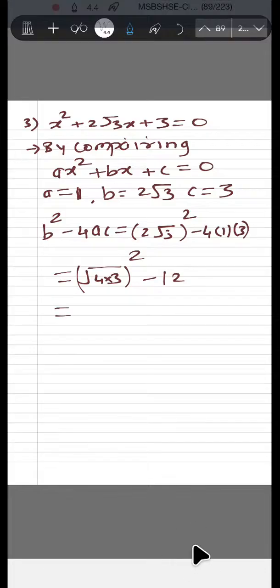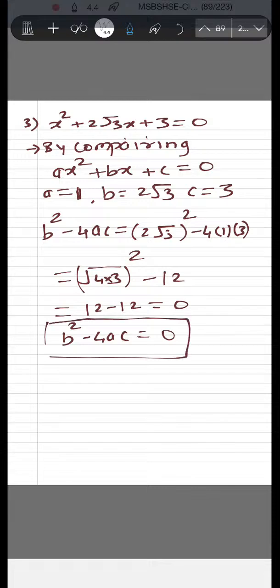And here we can see the square root gets cancelled with the square, and 12 minus 12 is equal to 0. So b square minus 4ac, what do I get? I get equal to 0.